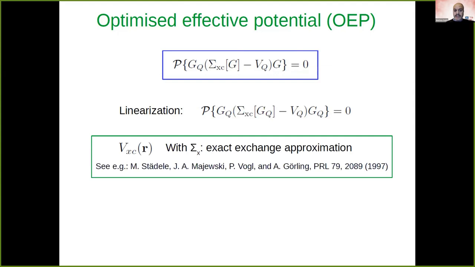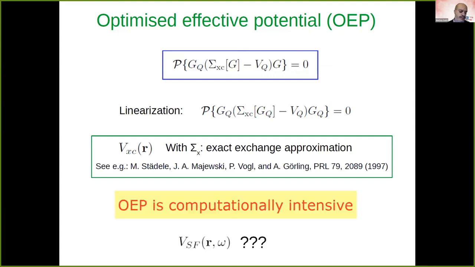Then this is the exact exchange approximation that has been derived, for example, in this work, and this is used in DFT. The problem is that this optimized effective potential way of deriving approximations is still computationally very intensive. You need to calculate all these complicated ingredients, and then you have to solve this equation together with the solution of the Kohn-Sham equations.